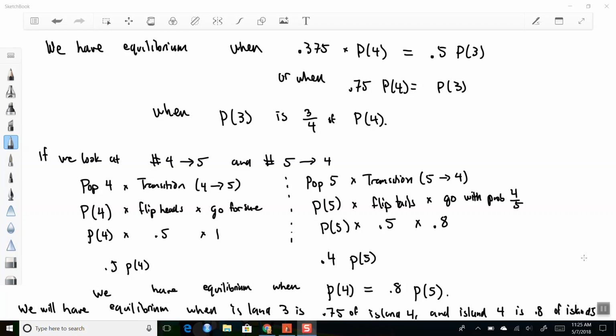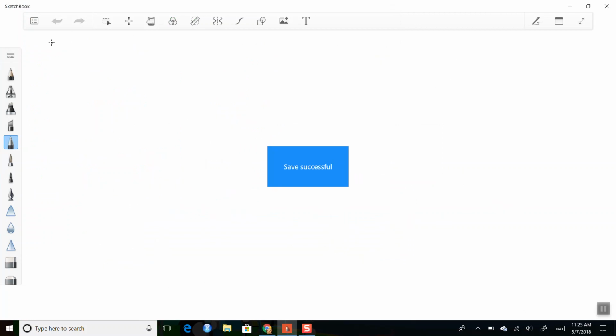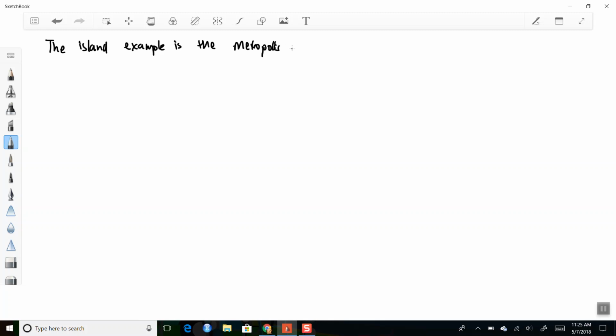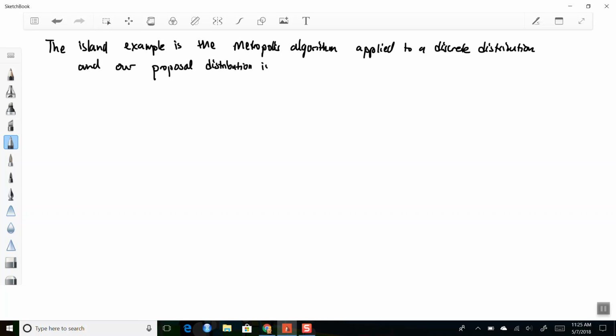Okay, so let me generalize this to just the Metropolis algorithm. So this was the Metropolis algorithm applied to a discrete distribution with islands, and our proposal was a coin flip. Let me generalize it, okay? So the island example is the Metropolis algorithm applied to a discrete distribution, and our proposal distribution is a coin flip.